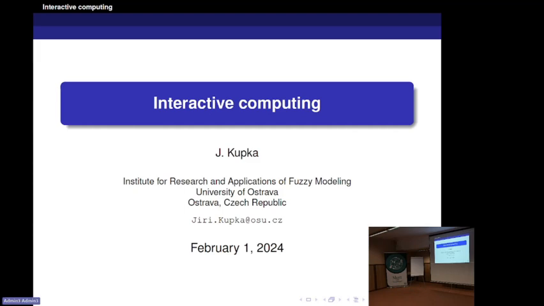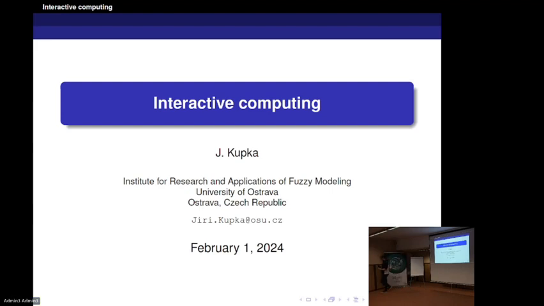Okay, my name is Jiří Kupka, and I'm going to say a few words about iterative computing. I have to say that this topic is quite new to me. It's still ongoing work. However, I would like to share some ideas or some problems that I had with this, but I think that there are some ideas which are of some interest.